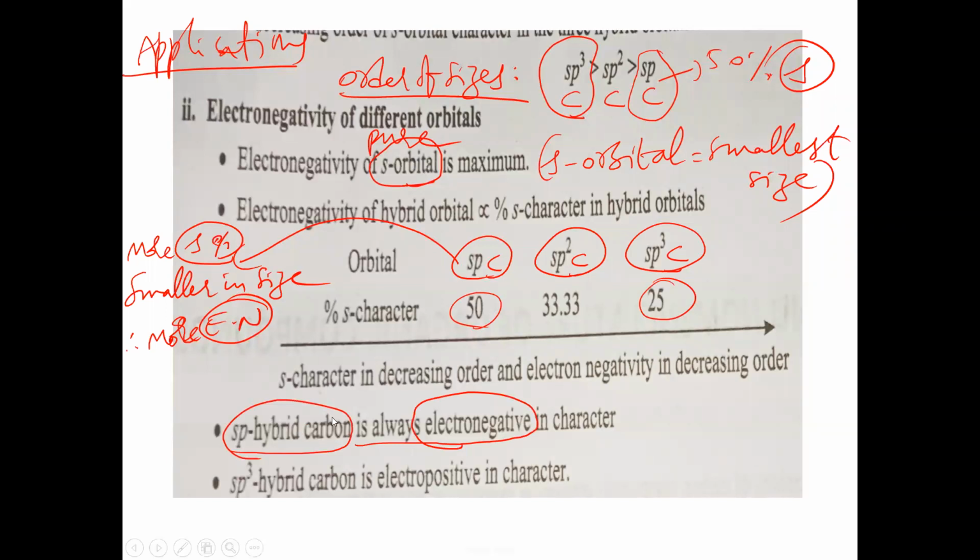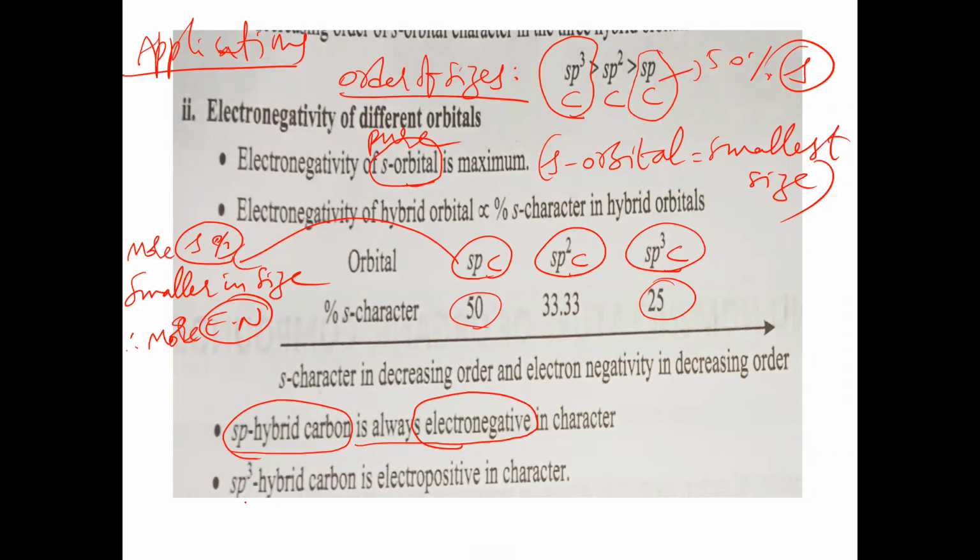Generally we know that electropositive atoms are metals. Metals form positive ions easily, so they are electropositive elements. Non-metals are generally electronegative elements because they generally form negative ions, so they are electronegative in nature. Now what I'm saying is that sp hybridized carbon is always electronegative in character. It cannot have positive character; it will always have electronegative character.